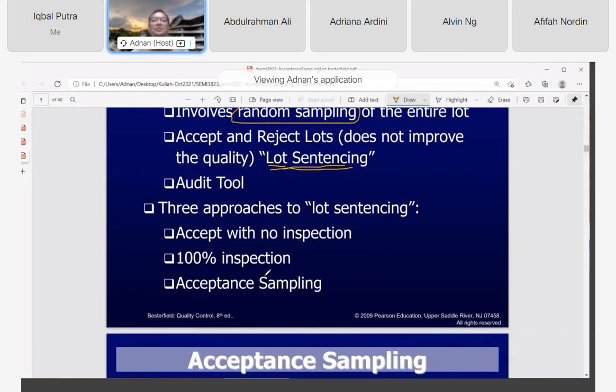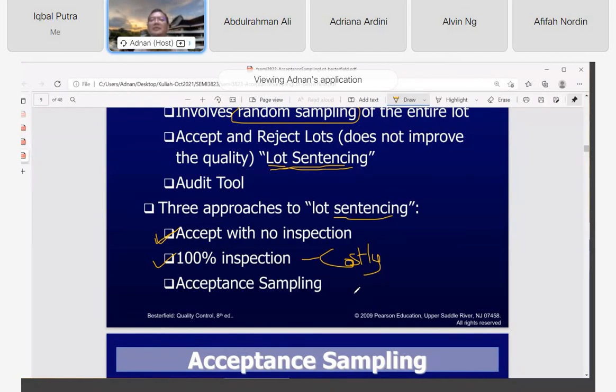So there are three approaches to lot sentencing. Lot sentencing here means making the decision to accept or reject. You accept with no inspection, which is not recommended, unless you trust that the supplier is a good supplier, then you can accept without any inspection. Or you do 100% inspection, which is very costly and not practical, unless you are dealing with an expensive item. For example, you are buying some chips that are gold plated. That one you have to do 100% inspection. But for general items, 100% inspection is expensive.